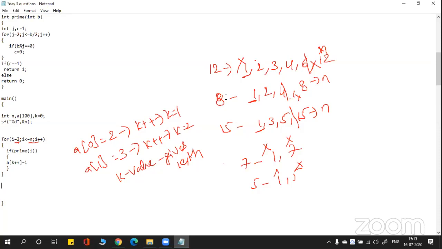For example, here I got 2, 3, 5, 7, 11, 13, 17, 19. I've stored all these values in this array A. Now add each and every value and check whether it is a prime number or not. Yes, that's it. If we can do that, then our work is done.